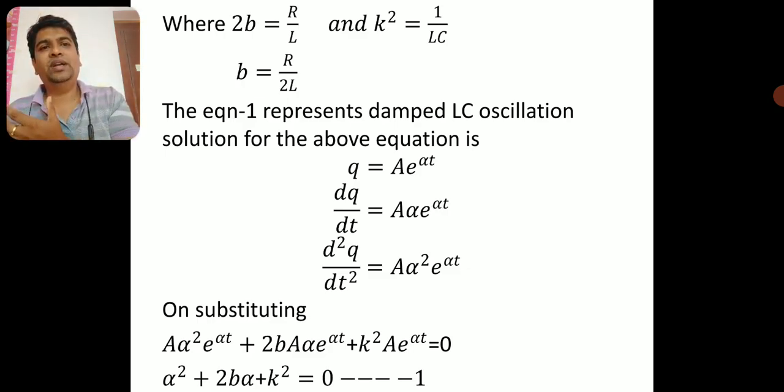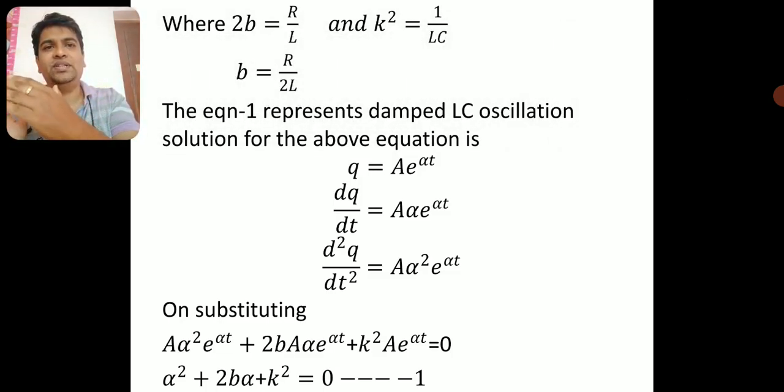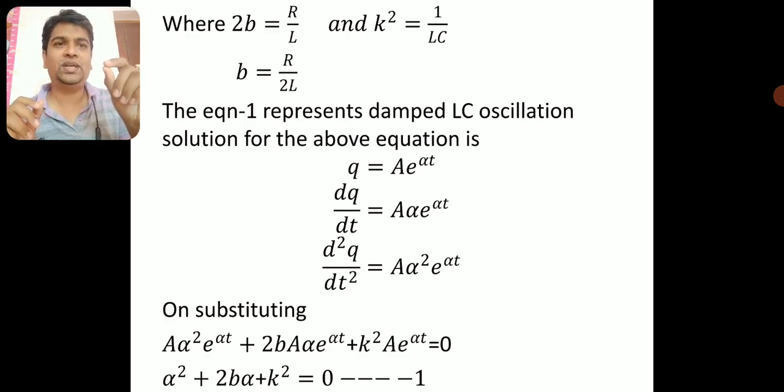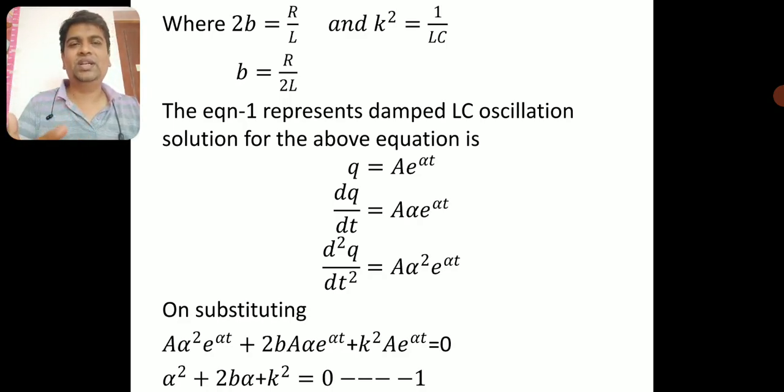You know that equation 1 represents a damped LC oscillation and the solution of that equation is known. It is a standard differential equation where the solution is simply Q is equal to A into e to the power of alpha t. Writing a differential equation in a standard form where the solution is already known, and from the known solution I am setting up another equation, and from that I am evaluating the value of the constants. Then I am writing the complete solution. That is a technique. I will go step by step, you will understand it clearly.